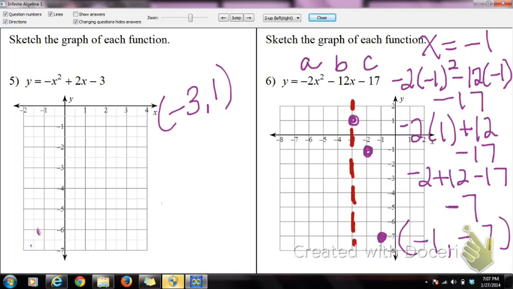We'll put our little dot right there. We can go ahead and draw our line. Notice it's a frowny face. Now we can reflect it across the line of symmetry and form a perfect mirror image.